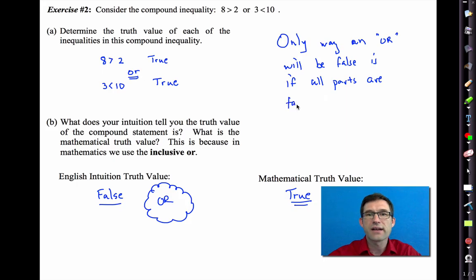That's kind of the exact opposite of the and, right? The only way that an and will be true is if all parts are true. The only way an or will be false is if all parts are false. And that can be very, very confusing because it is not the way that we typically use the word or in our normal everyday language.